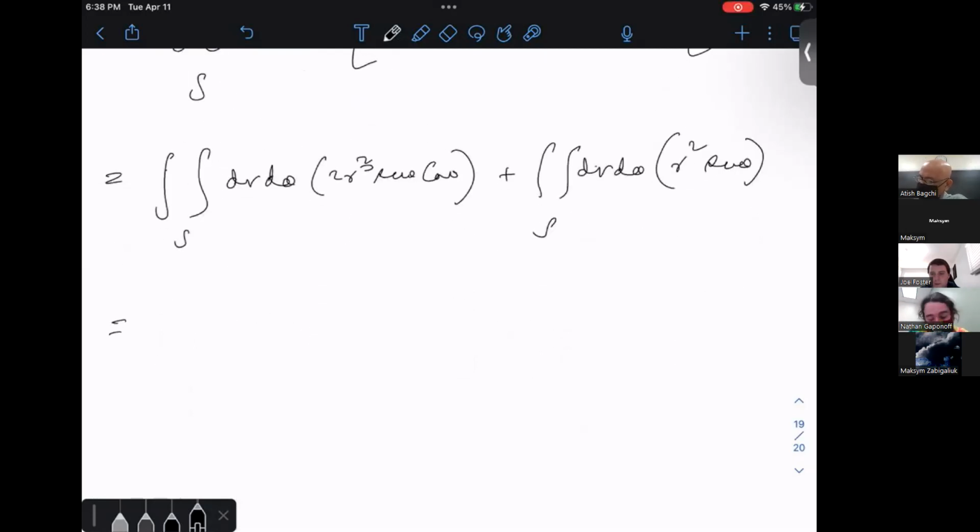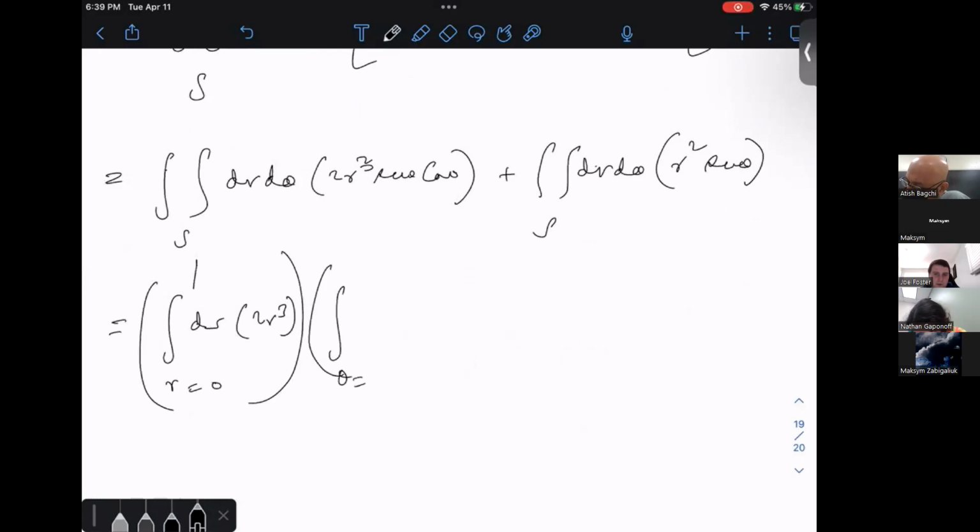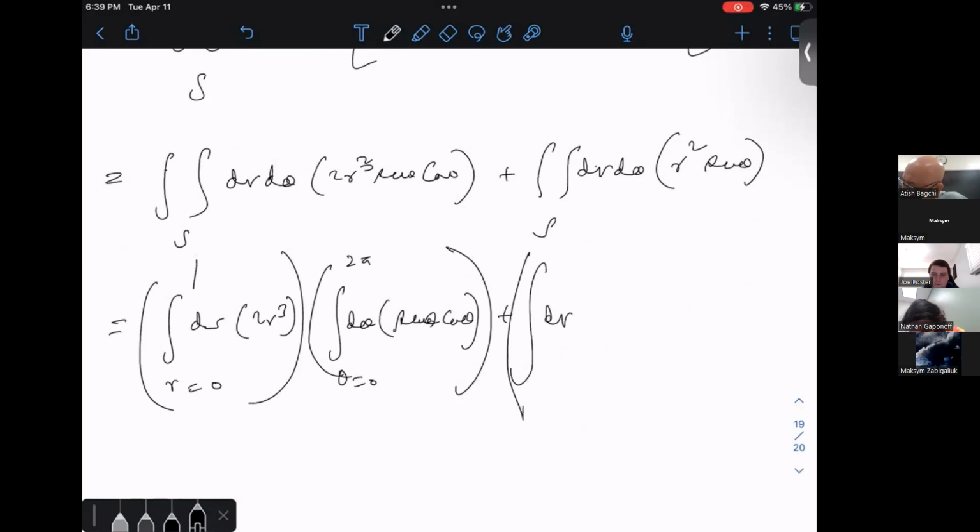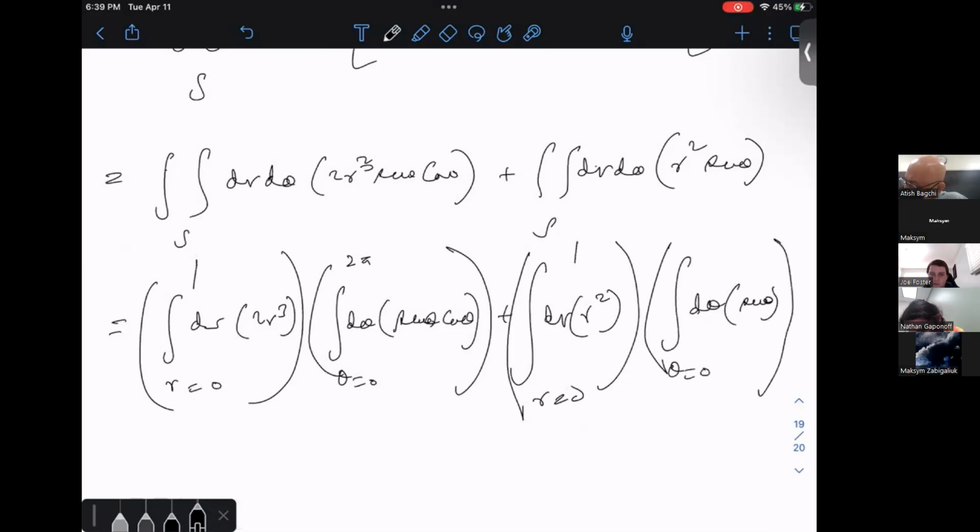So in this case, because it's a product of a function of r and a function of theta, I can split the integral. So this would be the integral dr of 2r cubed, r from 0 to 1, times the integral d theta of sine theta cosine theta, theta from 0 to 2 pi, plus the integral dr of r squared, r from 0 to 1, times the integral d theta of sine theta, theta from 0 to 2 pi.